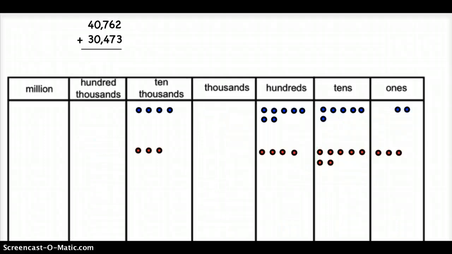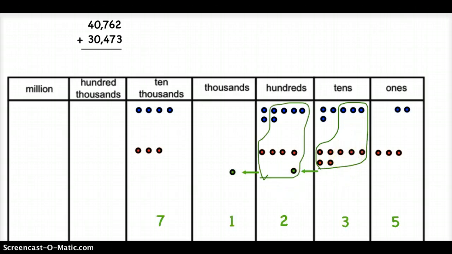Let's do this with some larger numbers. I've already placed my units on the place value chart, representing the 2 addends, or the 2 numbers that I'm adding together. Starting off, I count up all my ones and I get 5. I take a look at my tens and I realize, oh, I probably have more than 10 tens. So I'm going to bundle 10 of them together and send 1 over. And then I just complete the rest of the problem.